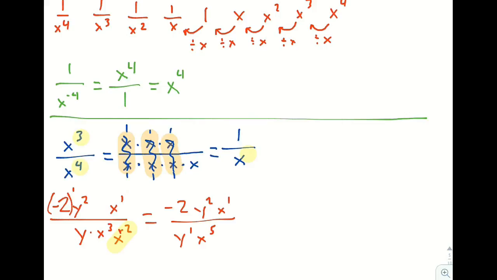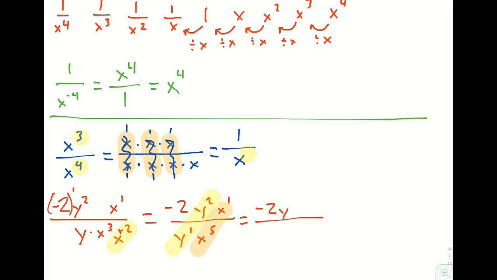Finally, I move into the phase where I figure out which one has more of each exponent. For the -2, it's the only number part in there. That's going to stay where it is. For the y's, I have y being multiplied twice on top. I have y being multiplied by only once on bottom. So that means that the top has more. Specifically, it has 1 more. So I'm going to put a y to the 1, or just y on top.